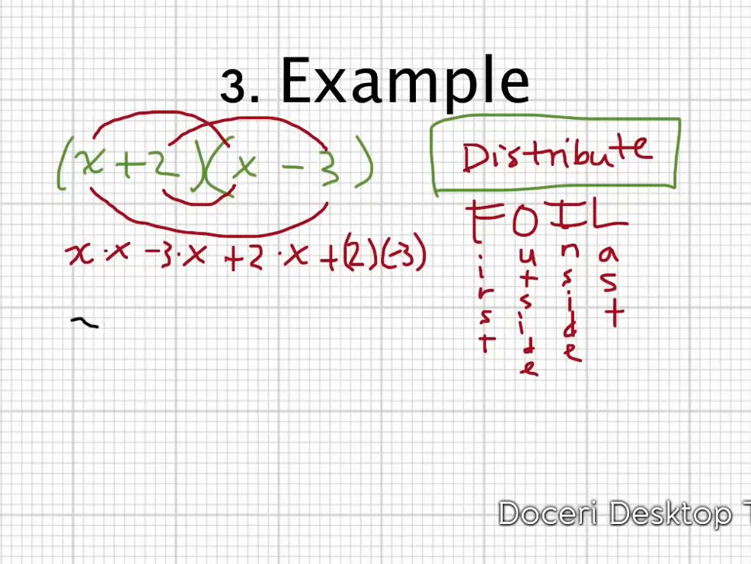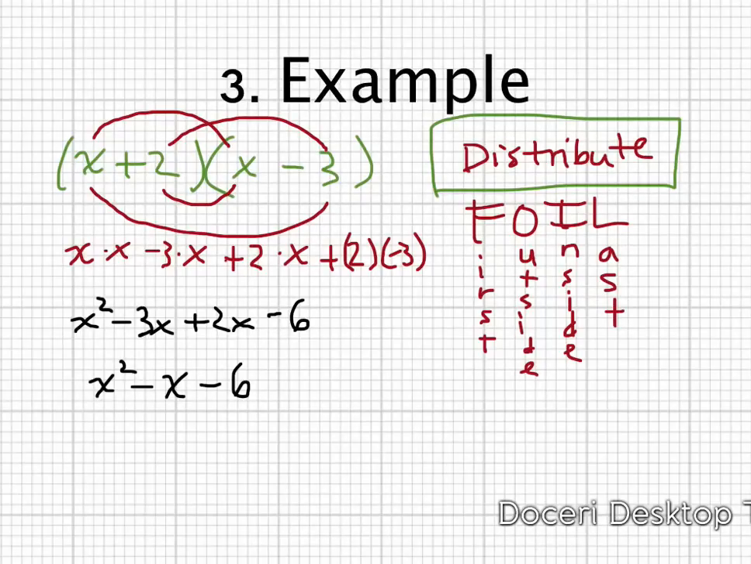So this gives me x squared minus 3x plus 2x minus 6. Combining like terms, I get x squared minus x minus 6. So that's multiplying a binomial by a binomial, a 2 term times a 2 term.